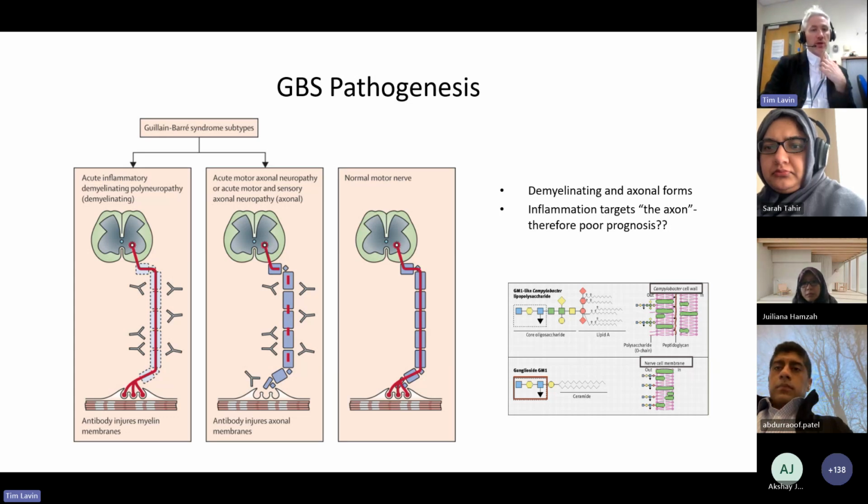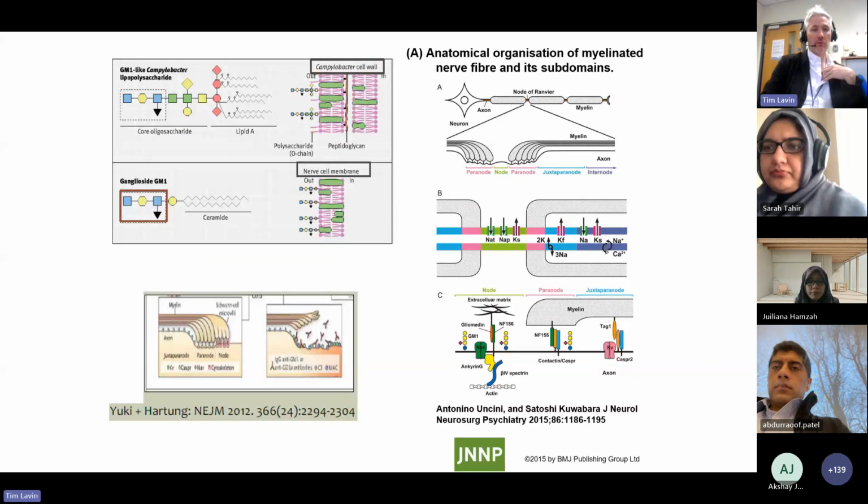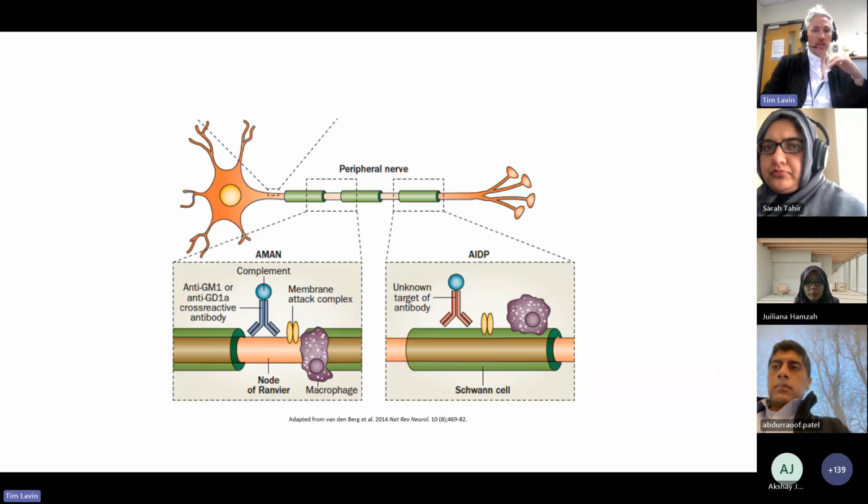So this is probably the old model we had of how it worked. In AIDP, which is over on the left-hand side of your screen, we used to think there was just segmental demyelination, so it targeted the myelin. And we felt that in acute motor axonal neuropathy or acute motor and sensory axonal neuropathy, the damage was essentially injuring the axonal membrane. Because they get more axonal injury, which doesn't regenerate as well as myelin, they don't do as well. But actually, it's probably a bit more complicated than that. And I'm going to skip this slide to this one.